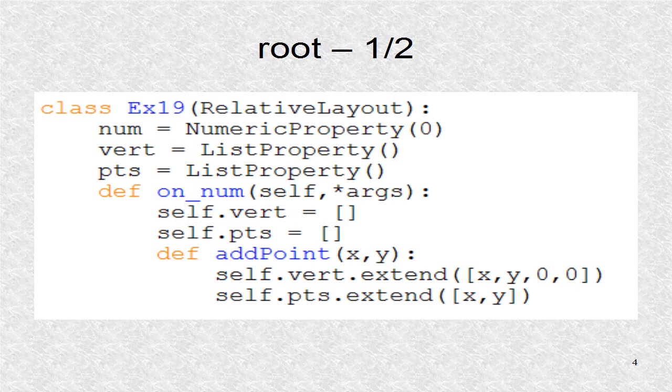Besides an, vert and pts are also properties, but they are list properties. We do not have any on functions for them, as they only define properties of the mesh and line canvas instructions, which will be updated by Kivy. The purpose of the on function is to create the lists vert and pts. We use a nested function, addPoint, to add an x and y coordinate to the two lists.